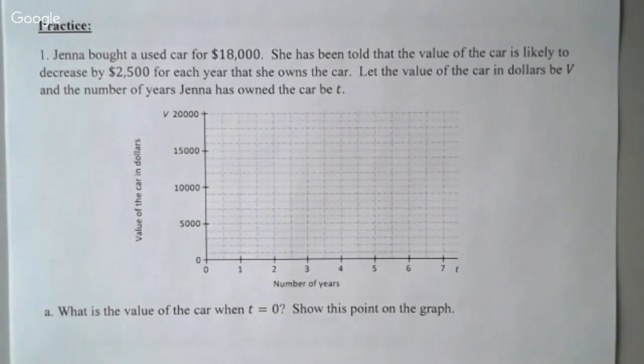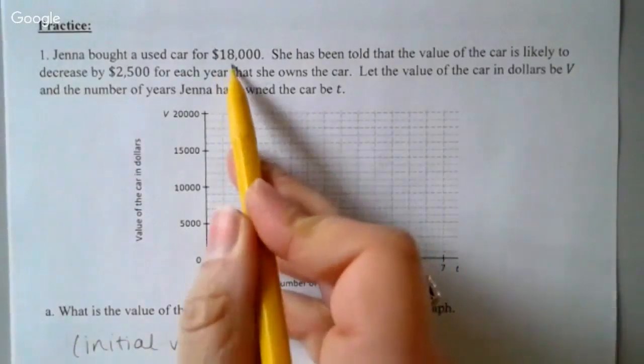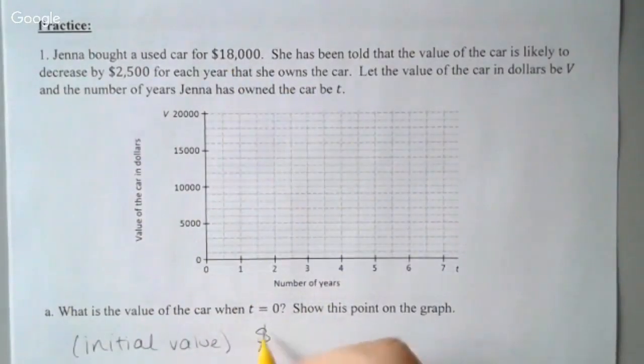She has been told that the value of the car is likely to decrease by $2,500 for each year that she owns the car. Let the value of the car in dollars be V, and the number of years Jenna has owned the car be T. So first it says, what is the value of the car when T equals 0? So that means I'm looking for the initial value, which is the $18,000 that it was worth at the beginning.